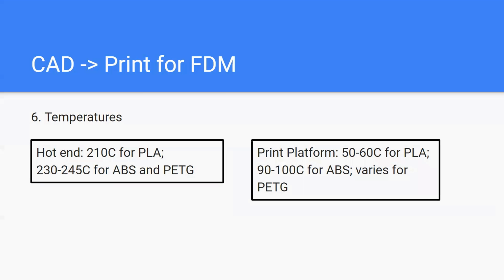Most FDM printers use a heated print platform as well. And so you're going to want that to be about 50 to 60 degrees Celsius for PLA and 90 to 100 degrees Celsius for ABS. And this varies for PETG, so again, consult the troubleshooting guides for that one. It's important, obviously, for safety that the bed and the extruder are very, very hot. So when it comes to troubleshooting, you've got to stop the print first and let it cool down before you touch any of those pieces of equipment.